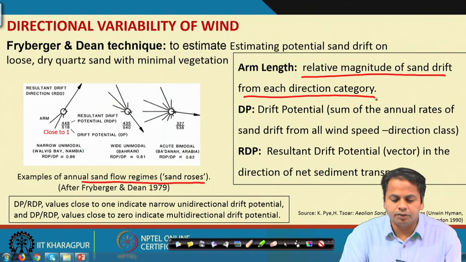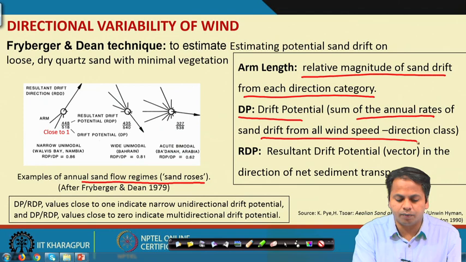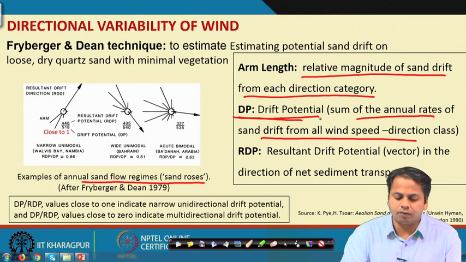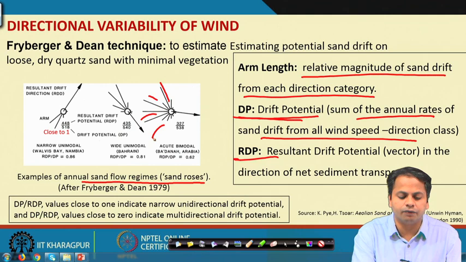Drift potential is the sum of annual rates of sand drift from all wind speeds and directions. If we sum all these annual rates of sand drift from all directions, we get the drift potential. Then we need to calculate the resultant drift potential, which is the representative vector of the net sediment transport. Suppose these are all the wind vectors in different directions, and this vector represents the net sediment transport.